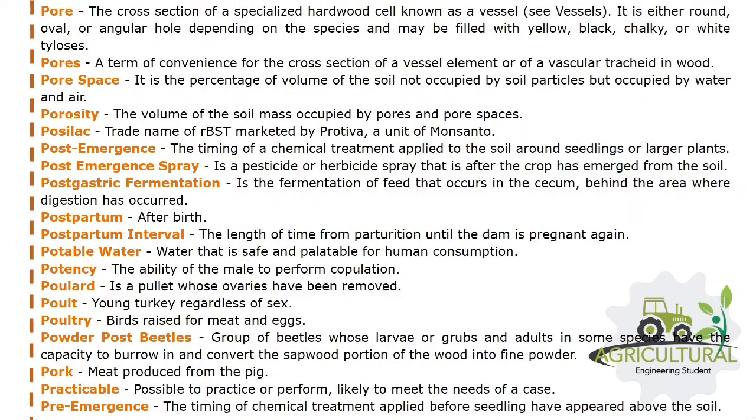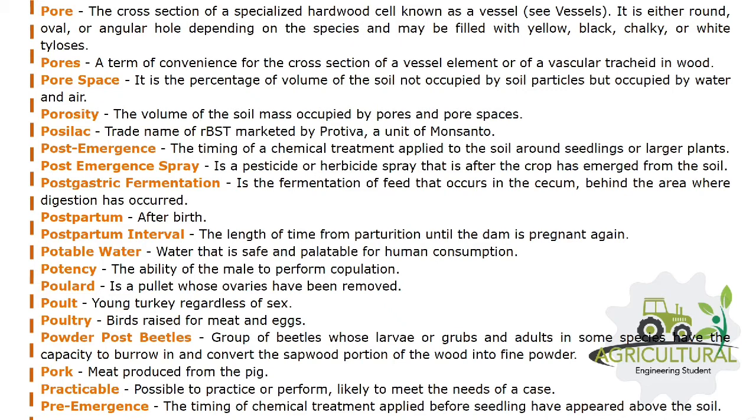Pore, the cross-section of a specialized hardwood cell known as a vessel. See vessels. It is either a round, oval, or angular hole depending on the species and may be filled with yellow, black, chalky, or white tyloses. Pores, a term of convenience for the cross-section of a vessel element or of a vascular tracheid in wood.